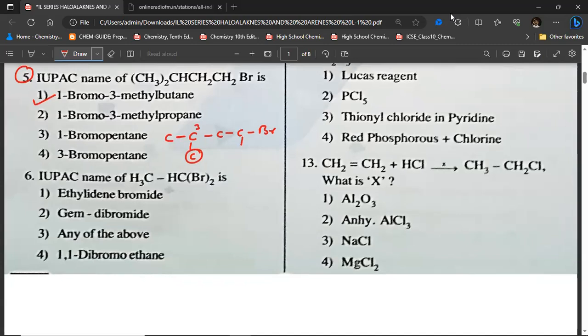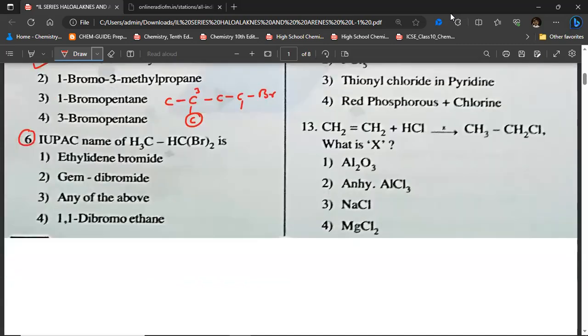Let us see the sixth question. The IUPAC name of CH3CHBr2. You can write the skeletal diagram like this. In this, both halogens are present, the same type of halogens on the first carbon. So 1,1-dibromoethane is the right IUPAC name of this compound. Actually, the general name is geminal dibromide.